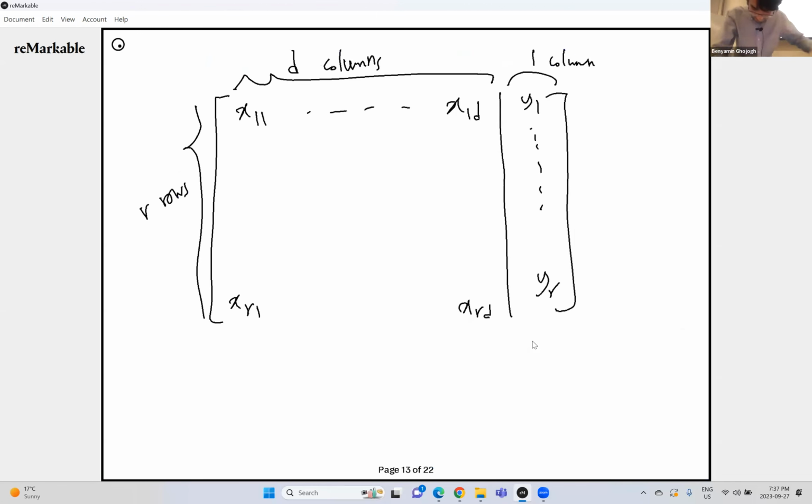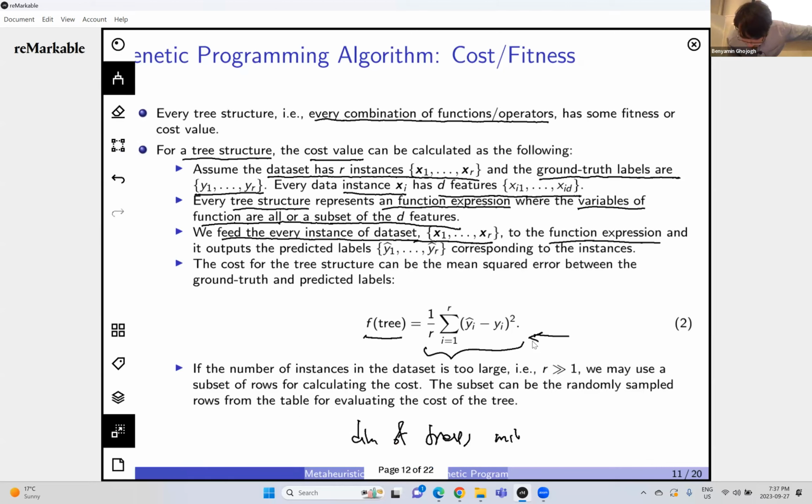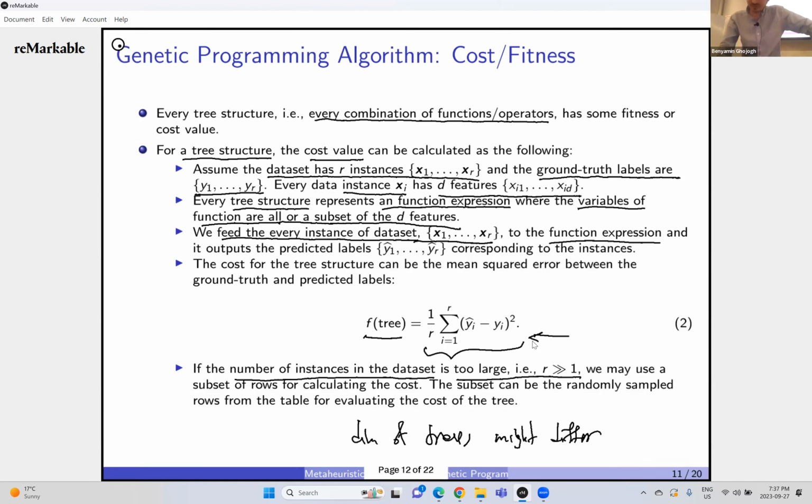Oh, by the way, yeah, the dimensionalities of trees might differ. Also, if the number of instances in the dataset is too large, where R is much greater than 1, we can use a subset. We can randomly sample the dataset and use just a subset of the rows, rather than the whole dataset. Did you understand?